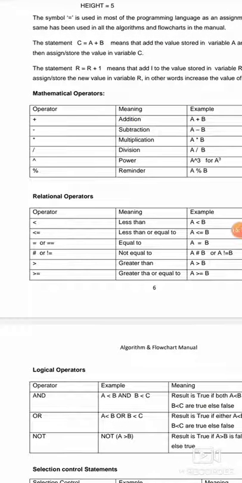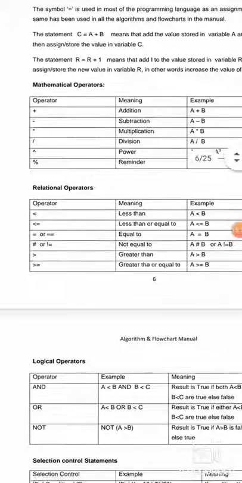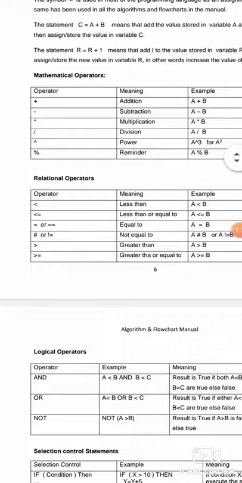While writing in notes or using handwriting, we write it in a different way, but in a flow chart we have to represent it like this: a less than or equals to b. Next, equal to: a is equals to b, so it is normal here, and sometimes we use double equals to in order to relate a and b.